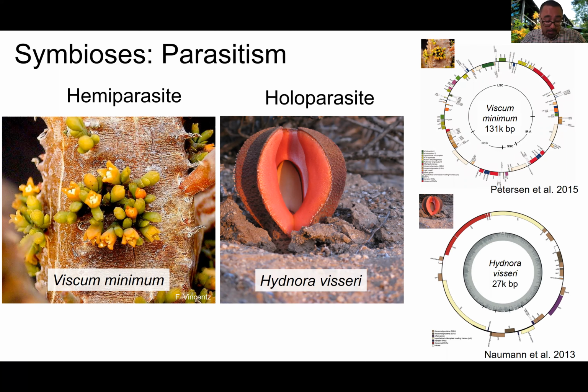Just by size, you can see the plastome of the hemiparasite is typical for a photosynthesizing plant. Whereas Julia Naumann, Stefan Wanke and many other collaborators published the plastome of Hydnora visseri in the lower right. We showed a highly reduced yet functional plastome that had lost the genes related to photosynthesis.